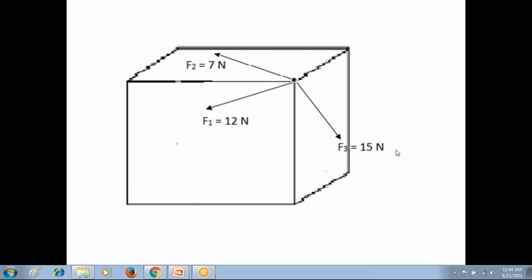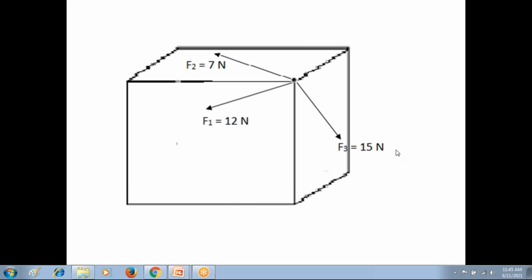So in today's class I explained 6 types of force systems: collinear force system, coplanar force system, coplanar parallel force system, coplanar concurrent force system, non-coplanar force system, and non-coplanar concurrent force system. These are all the 6 types of force systems we have in engineering mechanics.